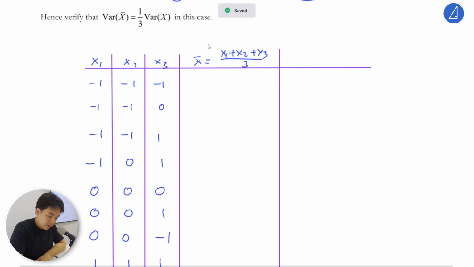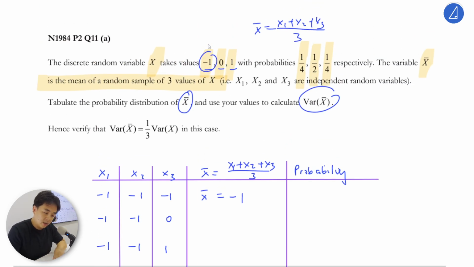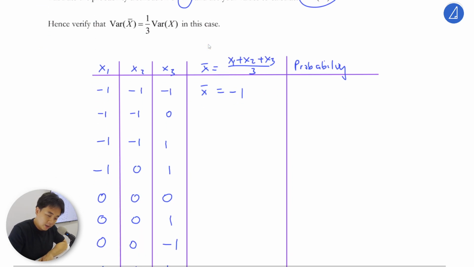This x̄ is obviously just equal to -1. The probability for this one, I think it's a good exercise: you just want -1 to happen 3 times. So this will be (1/4) cubed. For this one, x̄ will be -2/3.